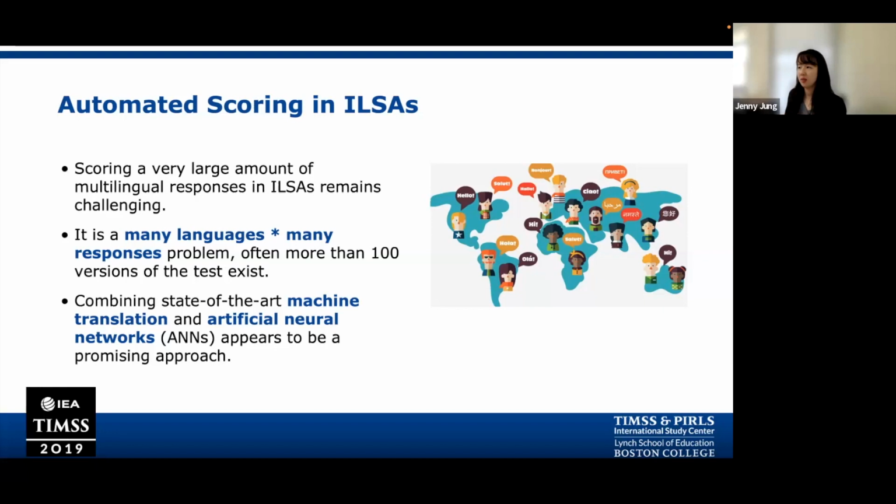Even though there have been several machine scoring engines since the mid to late 1990s, those early machine scoring engines heavily depend on manual feature selection or handcrafted rules. So application of those early scoring engines to ILSAs can be very time-consuming and costly. So we wanted to examine the potential of automated scoring combined with state-of-the-art machine translation and artificial neural networks.